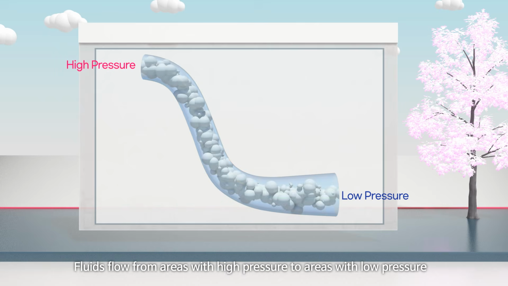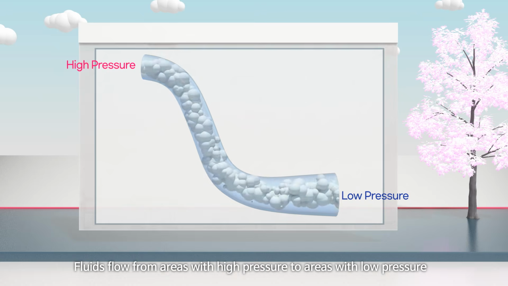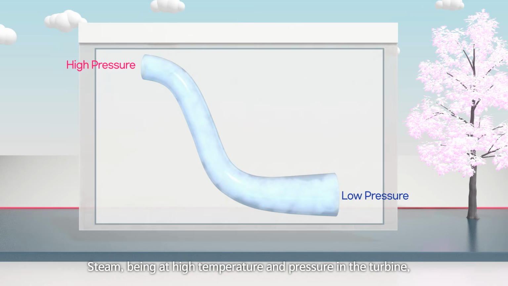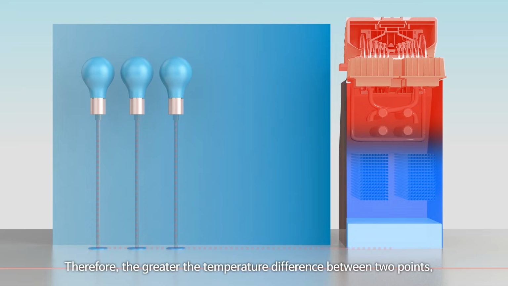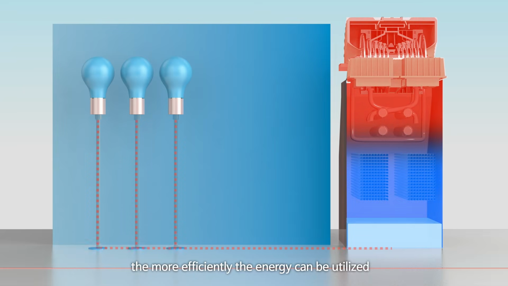Fluids flow from areas with high pressure to areas with low pressure. Steam, being at high temperature and pressure in the turbine, develops a force to move toward the low temperature, low pressure condenser. This force results in higher speed of movement and, in turn, increases the force that rotates the generator. Therefore, the greater the temperature difference between 2 points, the more efficiently the energy can be utilized.